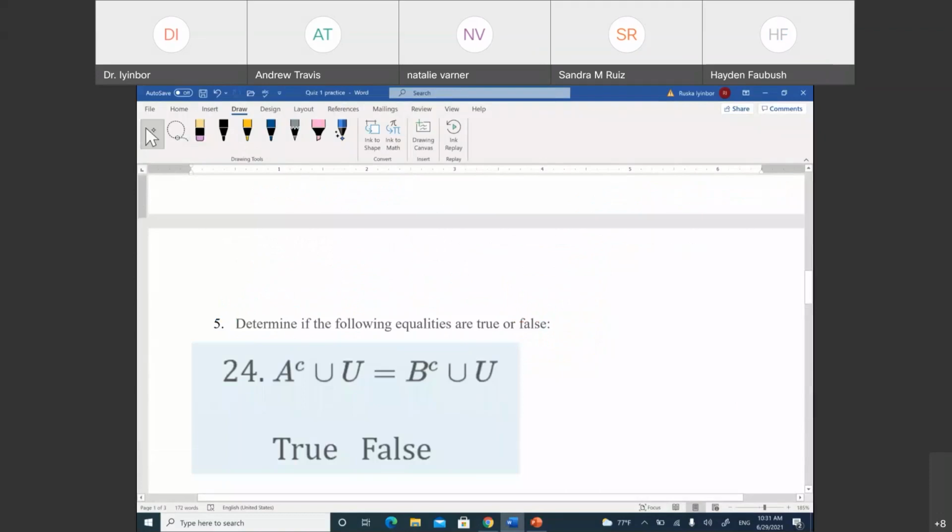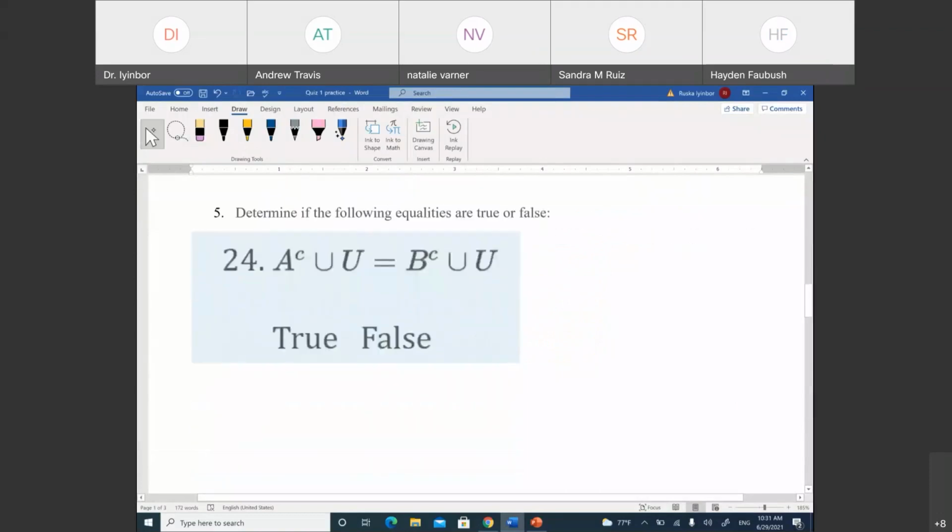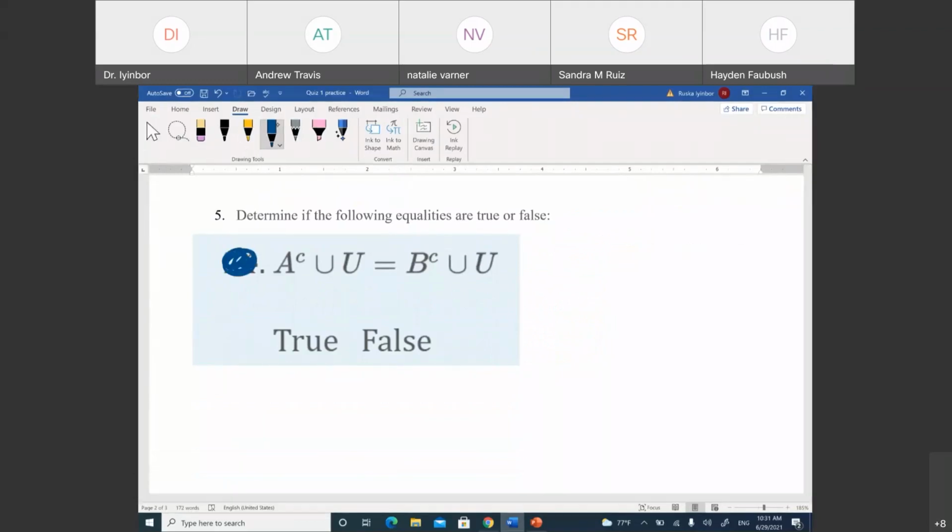Okay. Next one is number 5, which is number 24 from the book. We're going to determine if the following equalities are true or false. So we have to check if A complement union the universal set is equal to B complement union the universal set. So you have to check that.